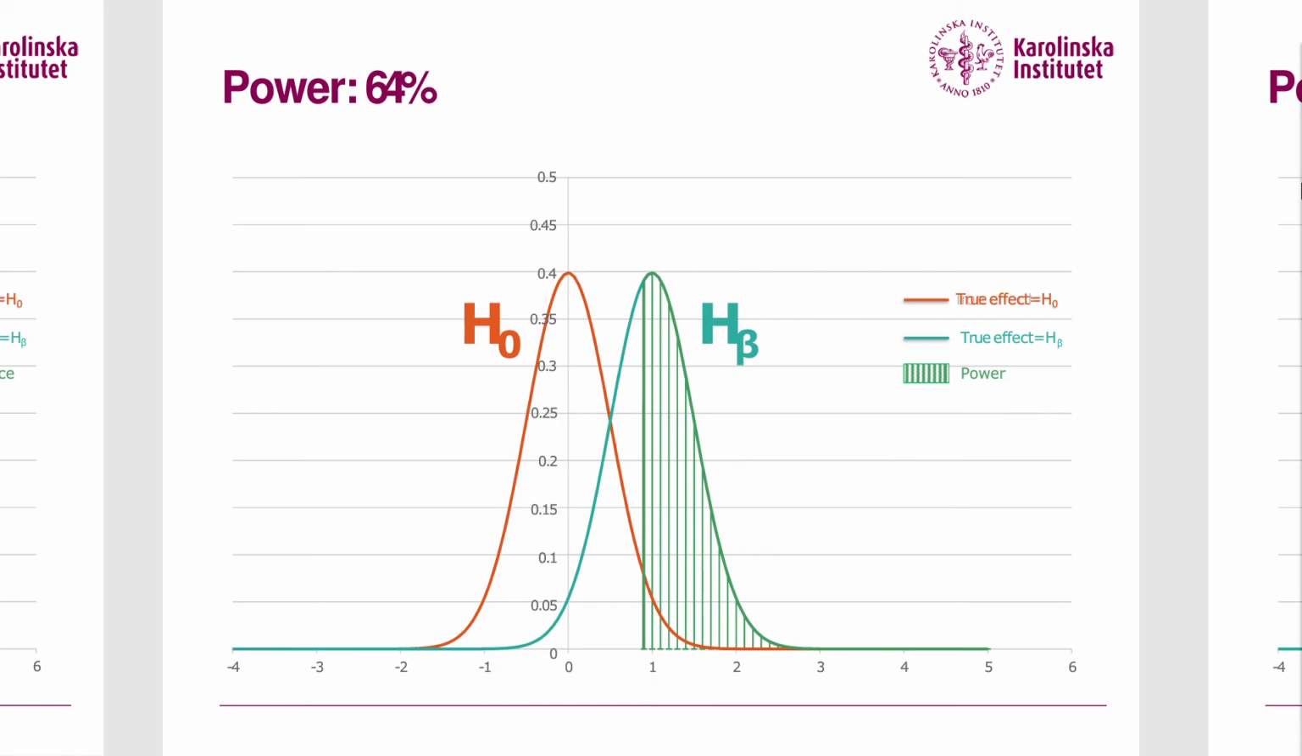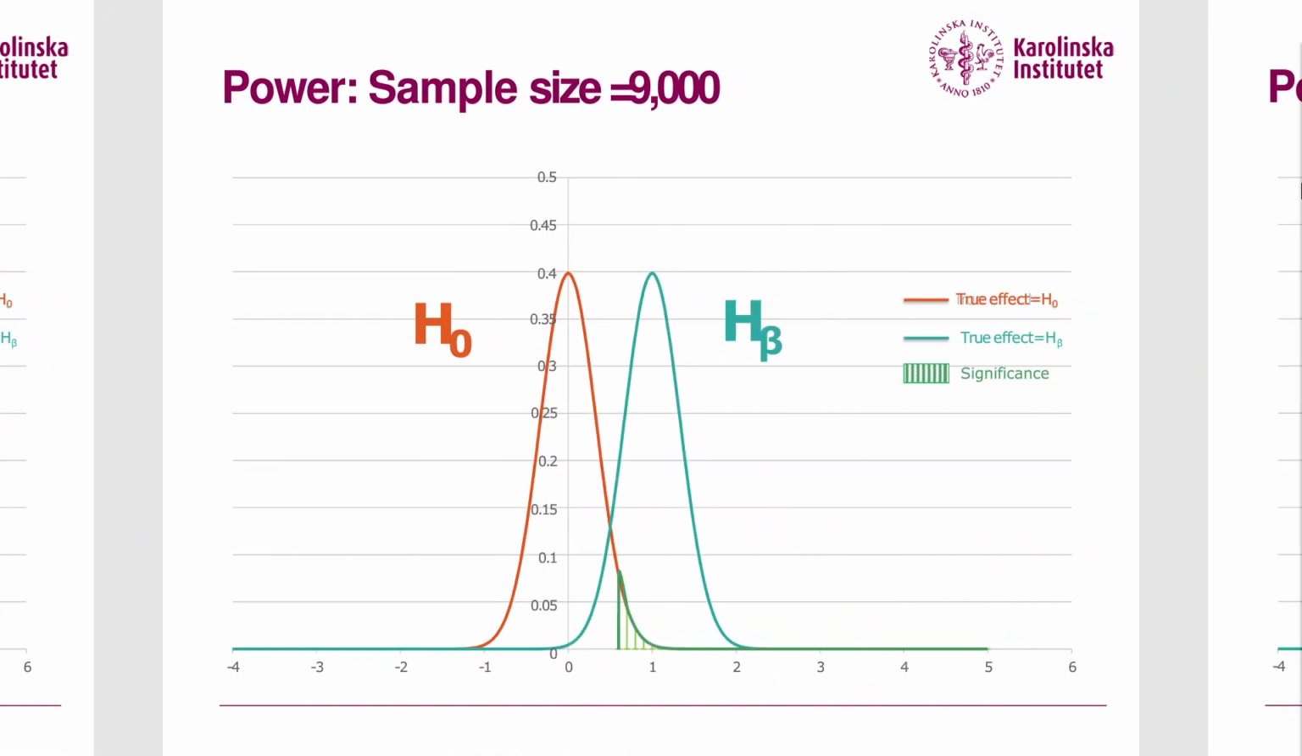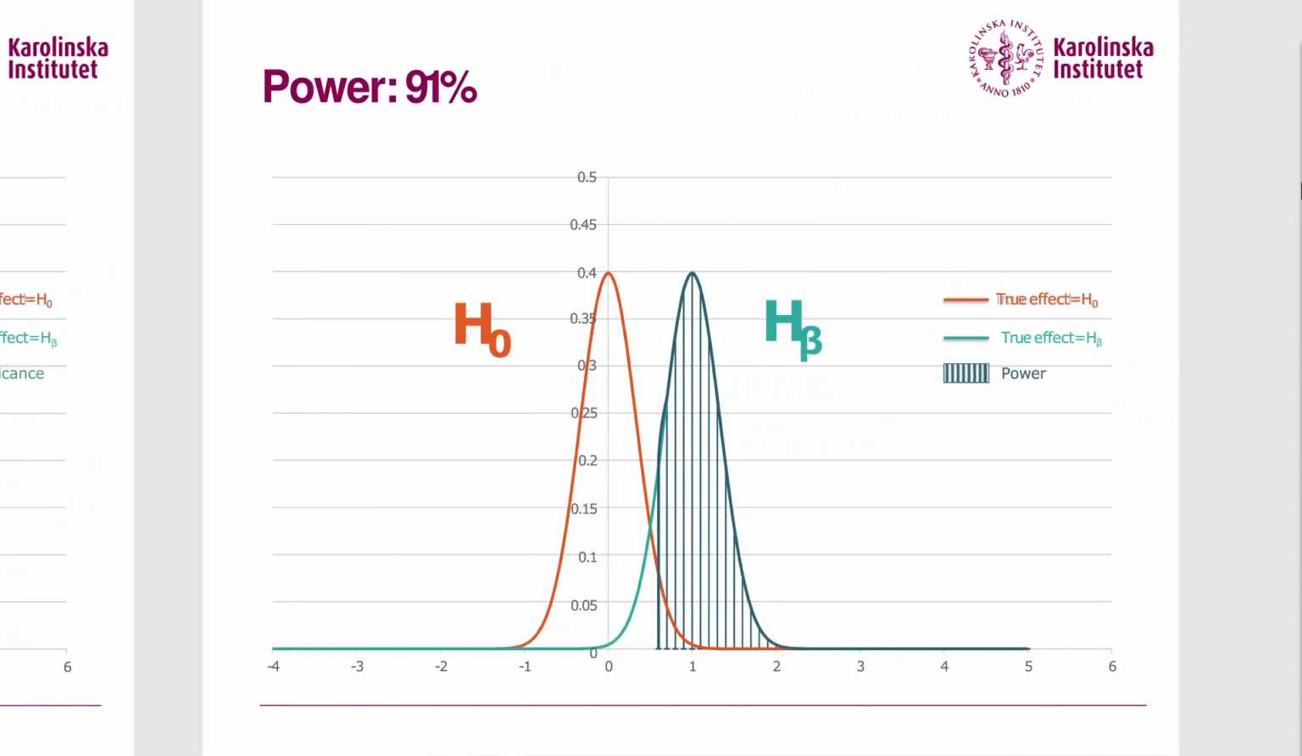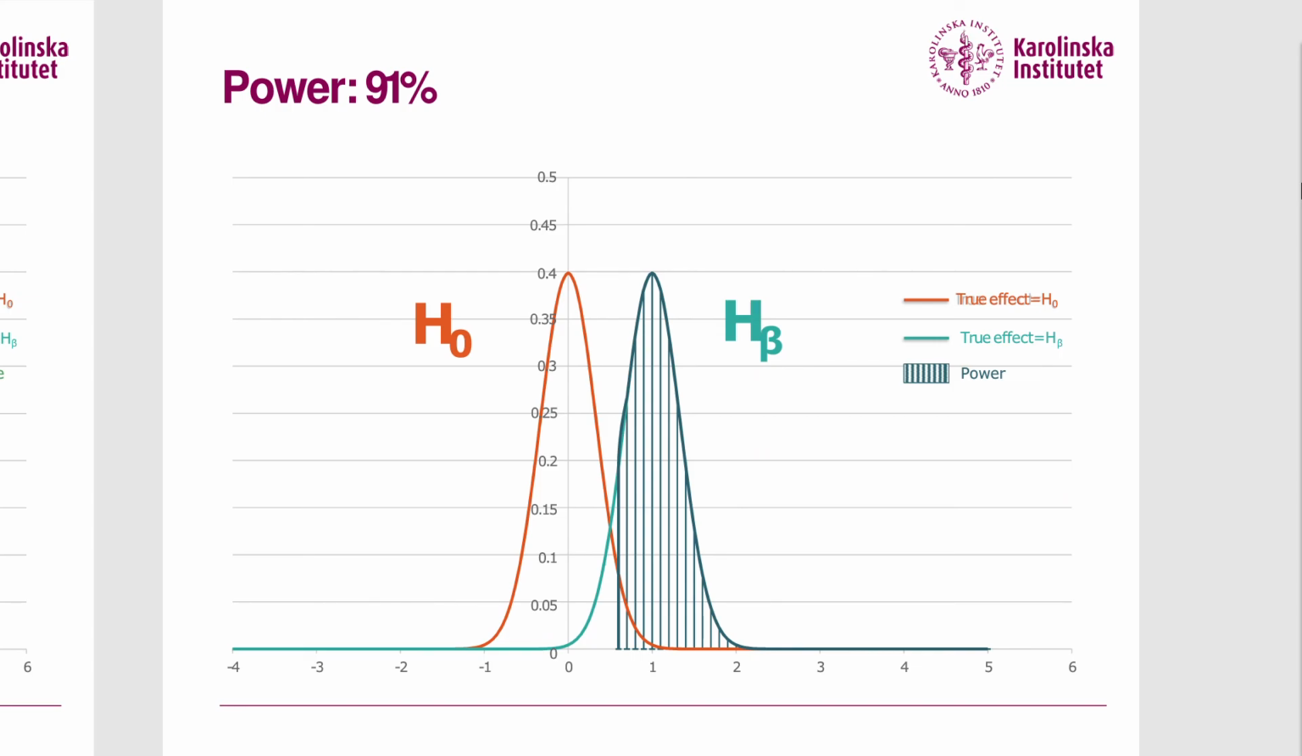And if you turn that into the power, you see that you have 64% power to detect a difference at a 5% significance level with 4,000 people. If you increase this to 9,000, you can see the overlap between the significance bound and the alternative hypothesis is getting larger. This means that you now have a 91% power to detect a difference at the 95% with a 95% confidence interval between the null and the alternative hypothesis.